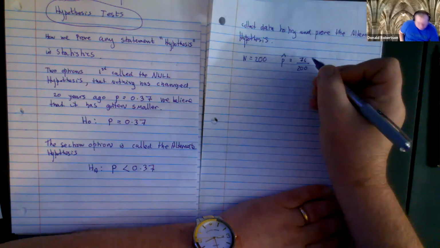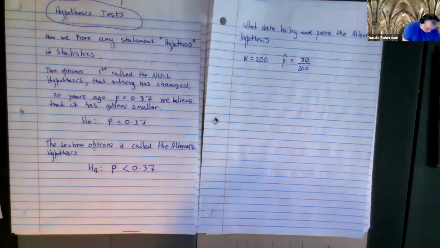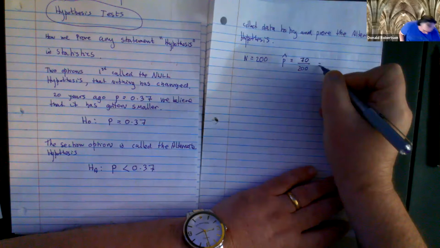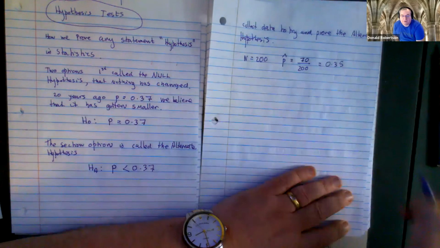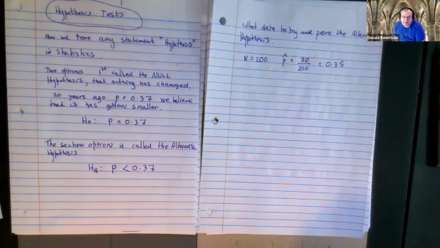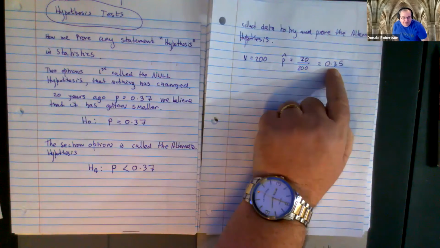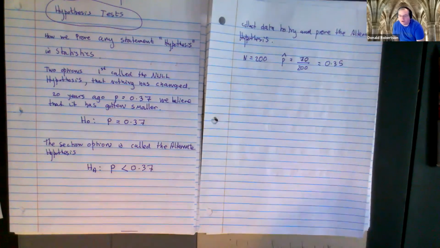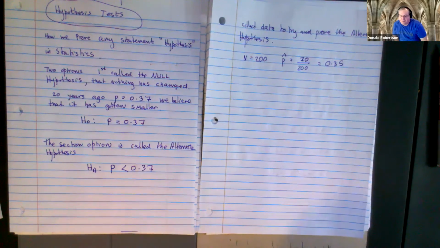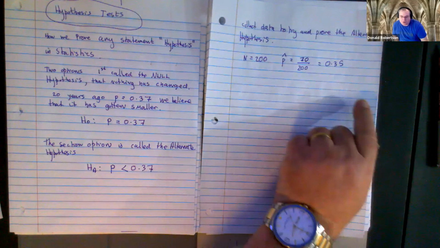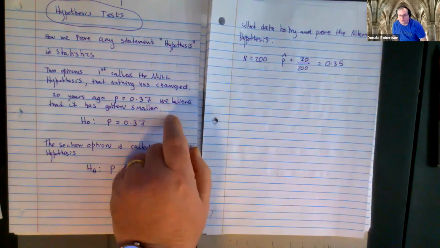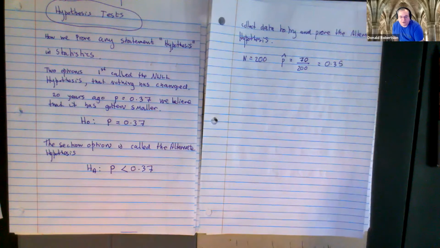Was 70 out of 200, which is 0.35. Now we got a problem here. That is definitely less than 0.37. And some people would say, oh, well, that's it. I've proved it. My sample was a smaller percentage who smoked than way back 20 years ago. So that proves that fewer people smoke today than did in the past.